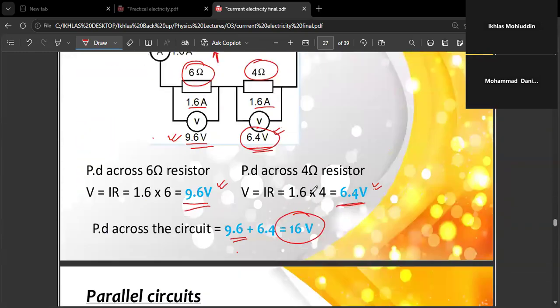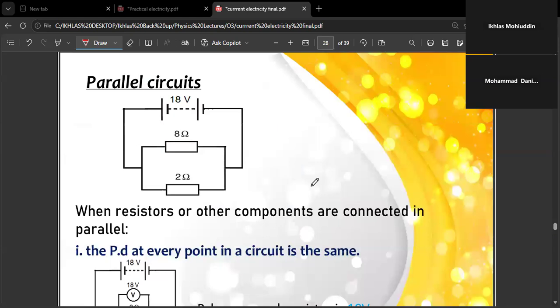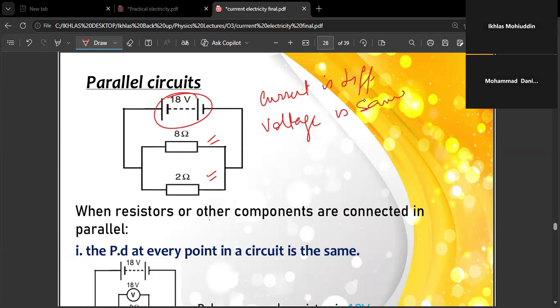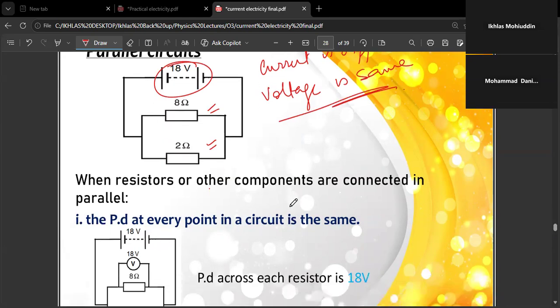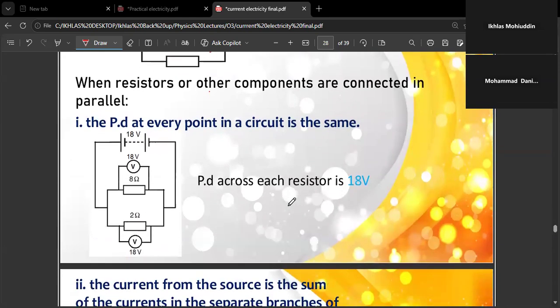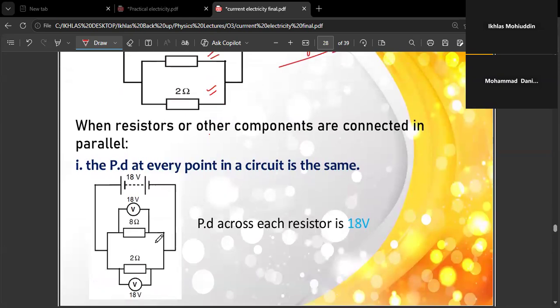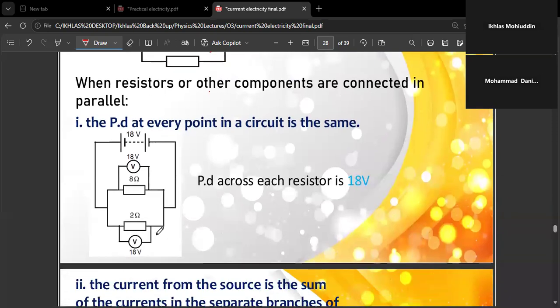So this is about a series circuit. Now for parallel circuits, we have two resistors, 8 ohms and 2 ohms, with a battery of 18 volts. In a parallel circuit, the current is different and the voltage is the same. The voltage would be equal to the EMF of the battery, which is 18, right? Got it?